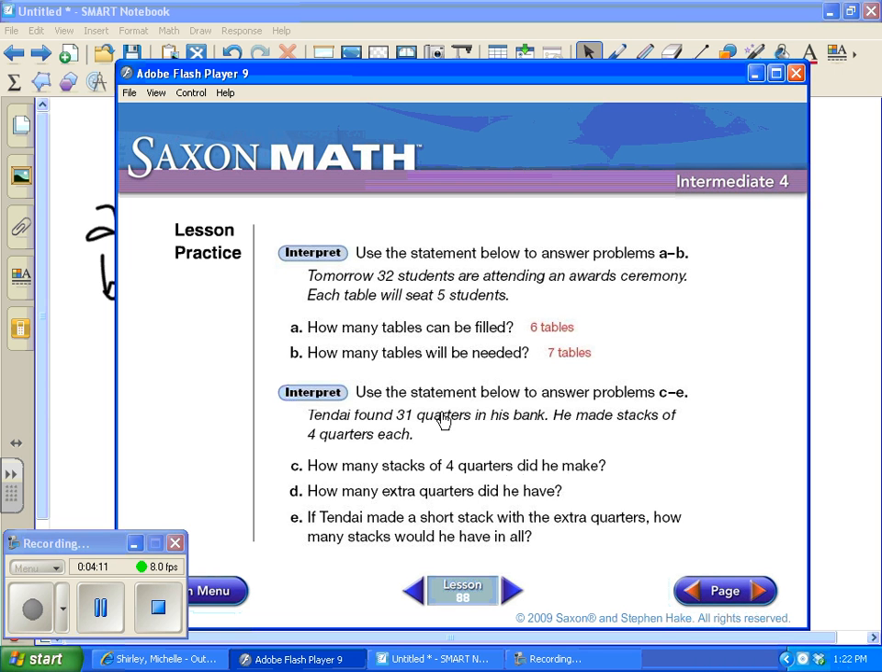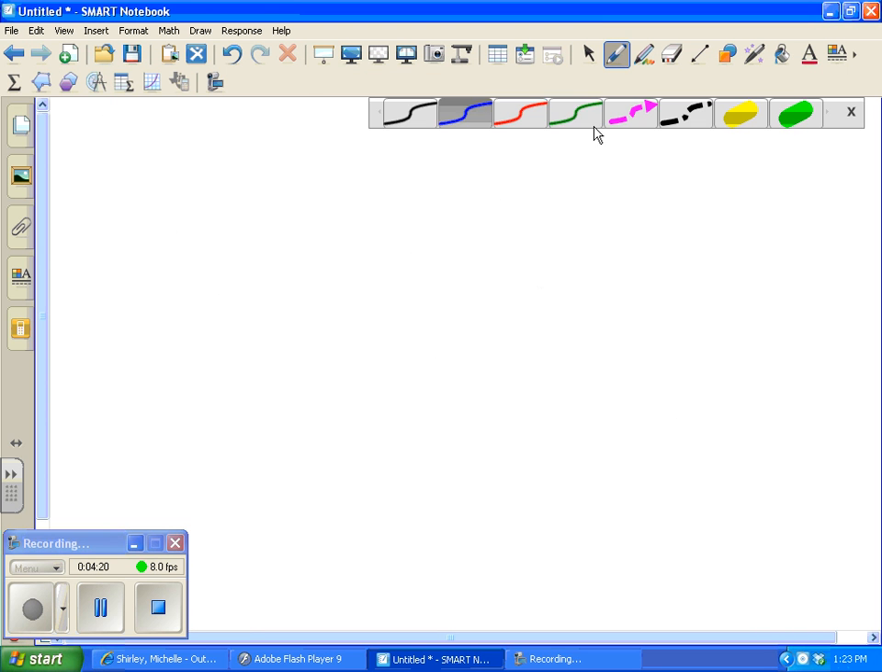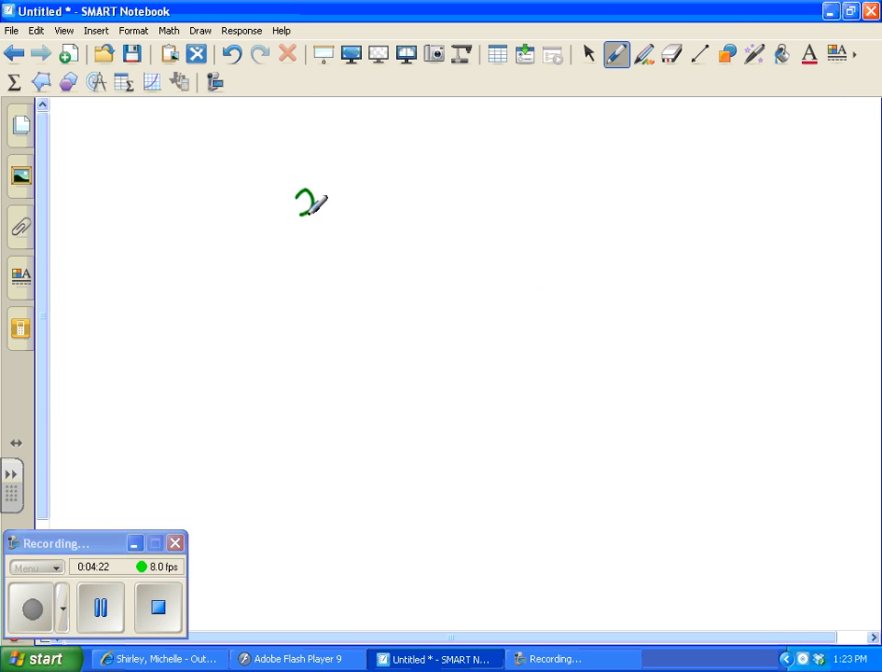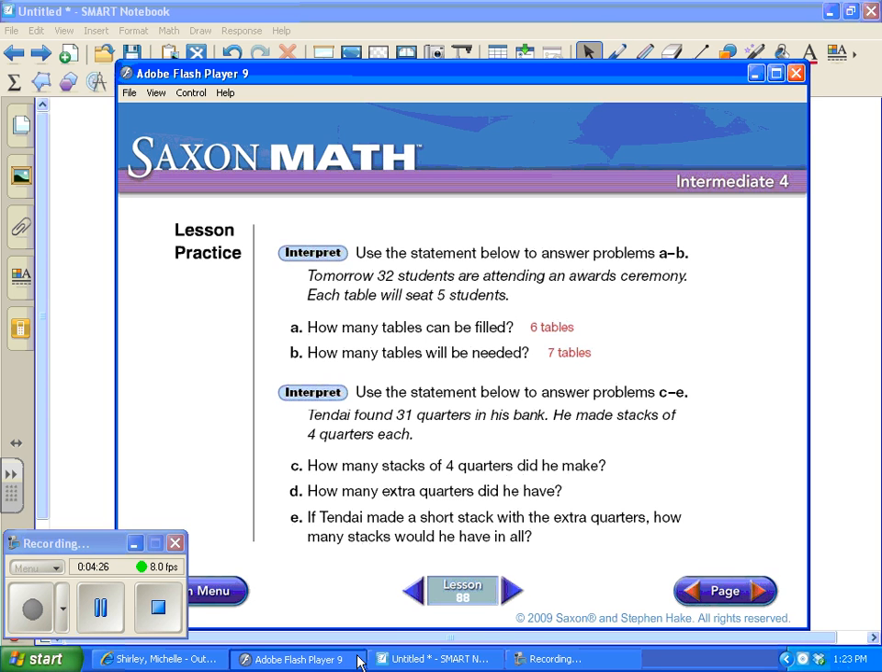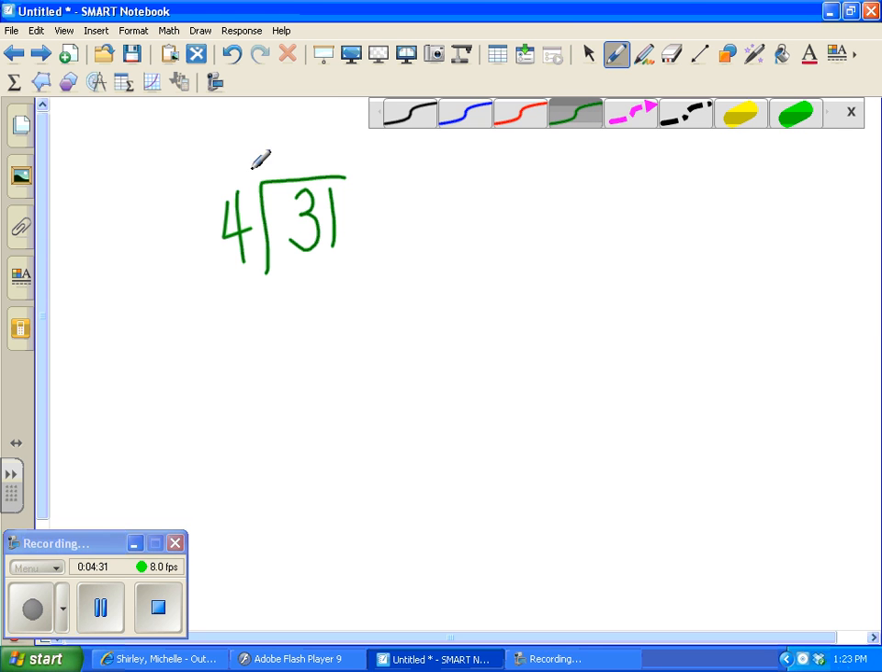Tunde found 31 quarters in his bank. He made stacks of 4 quarters each. So let's go ahead and take that 31. This time we're putting them into groups of 4. So 31 into stacks of 4. How many groups of 4 can I get out of 3? I can't, can I? But I'm going to mentally keep that placeholder in mind. Now I'm looking at 31. How many groups of 4 could I get out of 31 without going over?